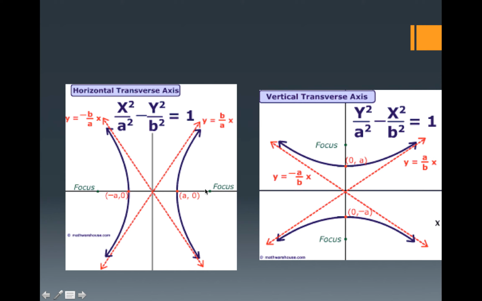We have the foci located horizontally from each other, so therefore it is a horizontal transverse axis. We have the equation here, and we have the equations of the asymptotes as well. And this is the vertical transverse axis. Again, the foci are located this time vertically from each other, so therefore it's a vertical transverse axis.